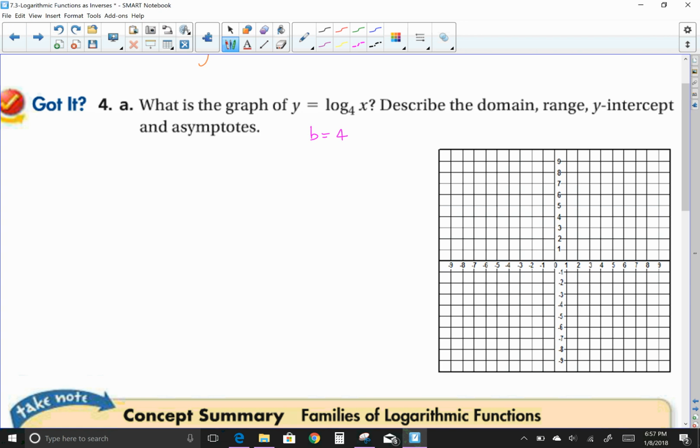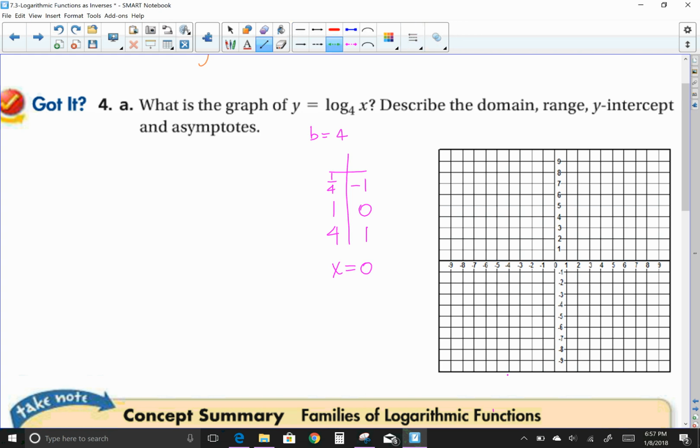And so, as we have talked about, that means that our key points are... Now remember, we've been doing negative 1, 0, 1 down here, but we're on the log function. So the negative 1, 0, and 1 are over here because they're inverses. And then I have 4, 1, and 1 over 4. And my asymptote is no longer y equals 0, but it's x equals 0. Okay? Those are our key points, so I'm going to go plot those real quick.